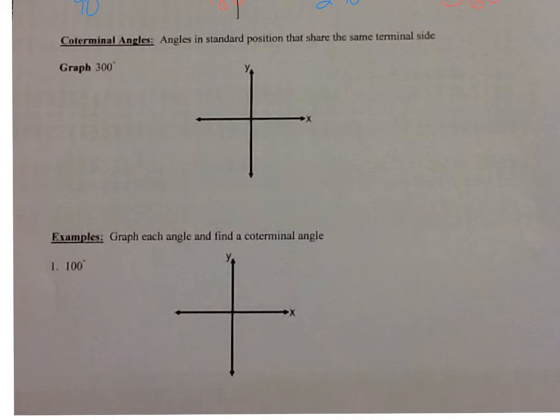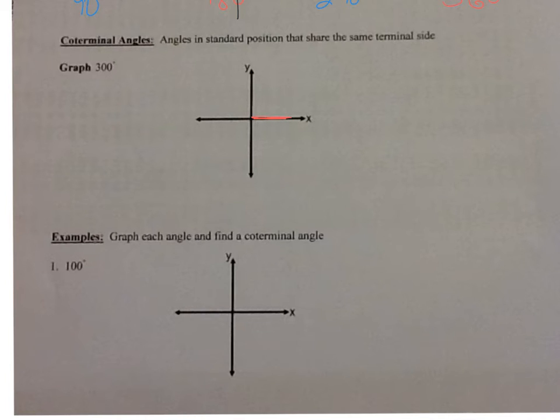Okay, let's talk about coterminal angles. Coterminal angles are angles in standard position. So remember, for a standard position angle, its initial side has to be on the positive x-axis, it has to terminate in one of the quadrants, and have the vertex at the origin. And it has to share the same terminal side. So here I have graph 300 degrees. So everyone graph 300 degrees. You have to figure out which quadrant it will fall in.